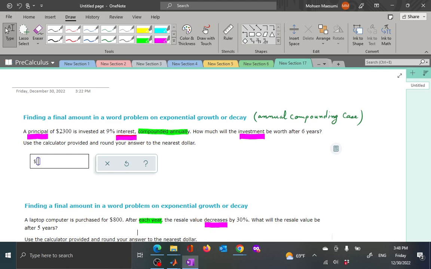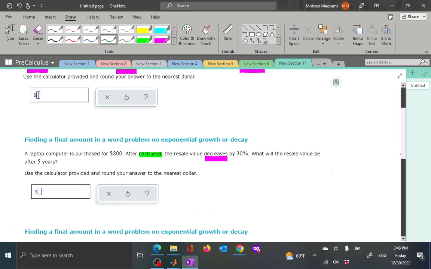Today we are going to look at some applications of exponential functions. I have underlined several key phrases here just to show you the extent of application that we have in mind. First one, you see we are talking about investment growth and the interest on investment.